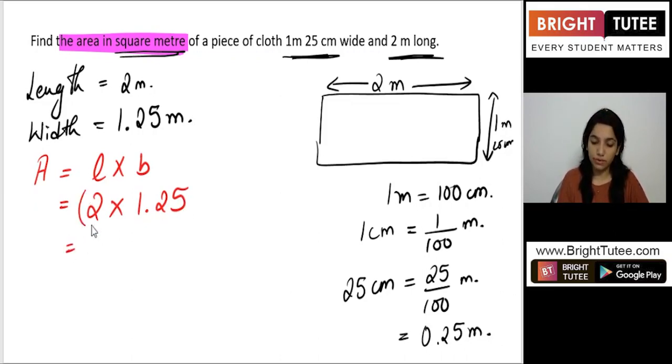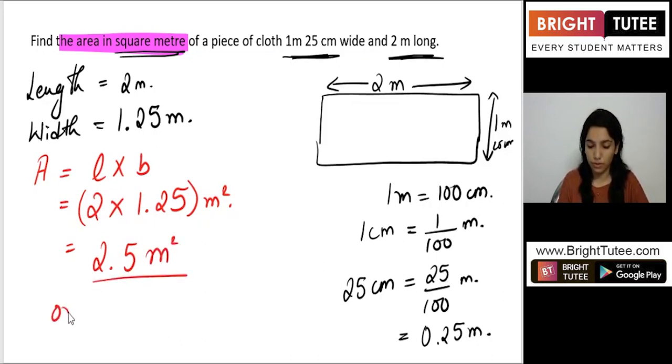Now, this is the area which is going to come in meters squared, or we can call it square meters. So, 2 times 1.25 gives 2.5 as the answer, and this is in meters squared, or we can write this as 2.5 square meters. Clear?